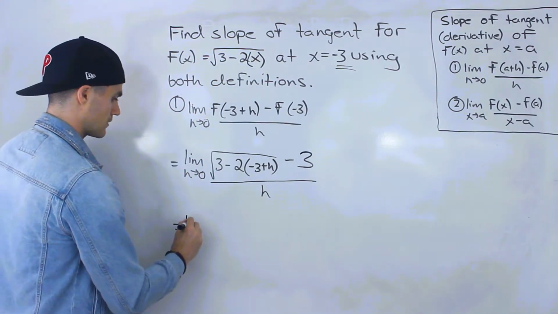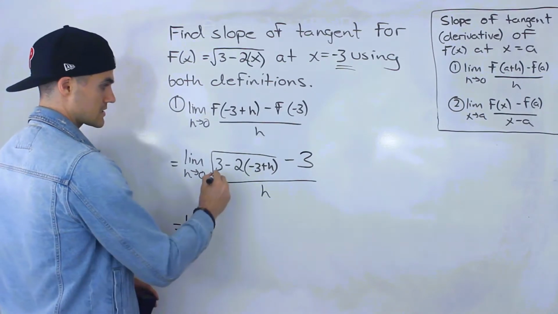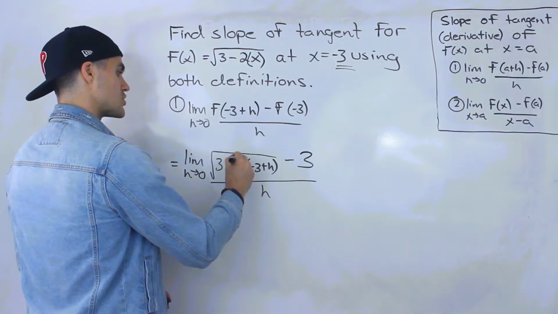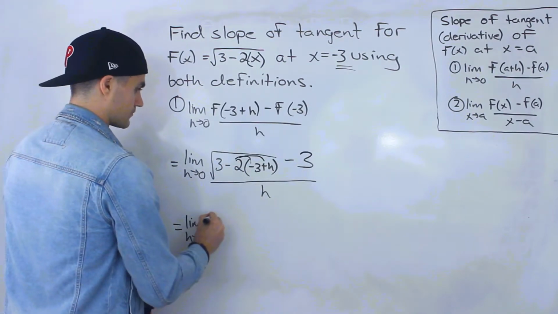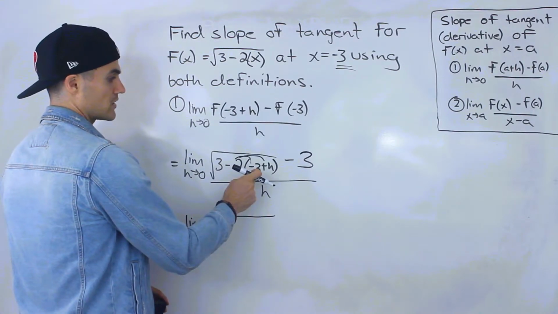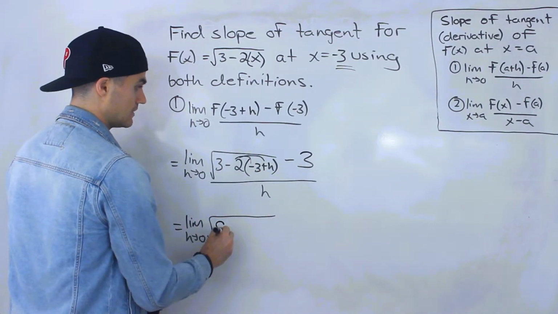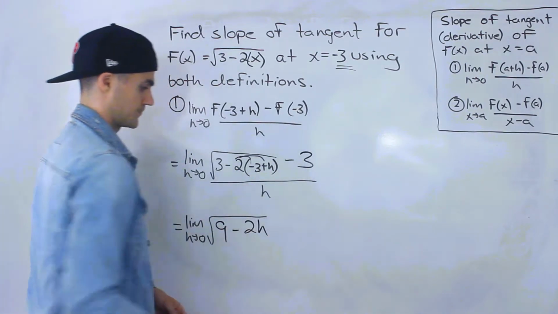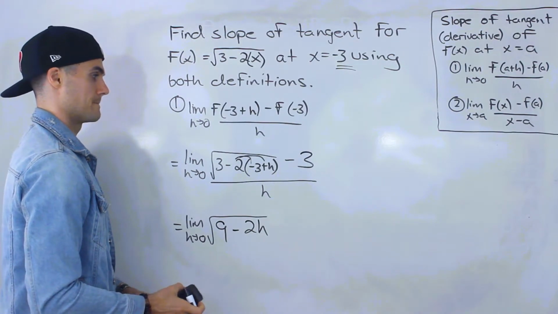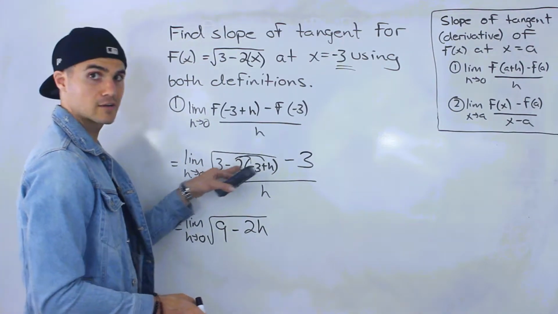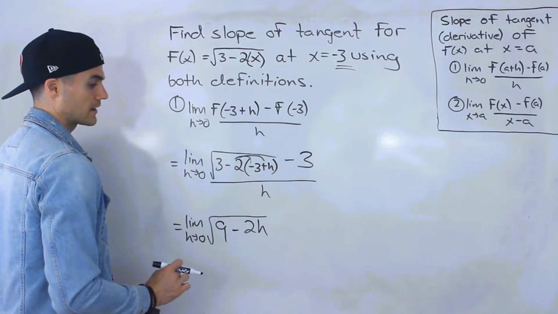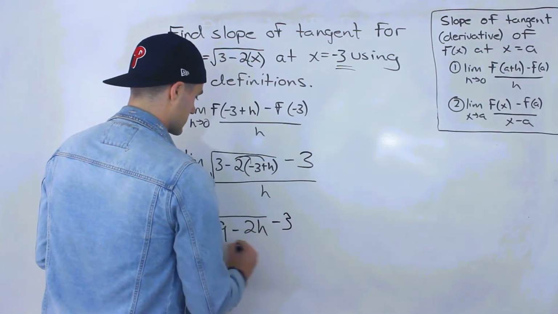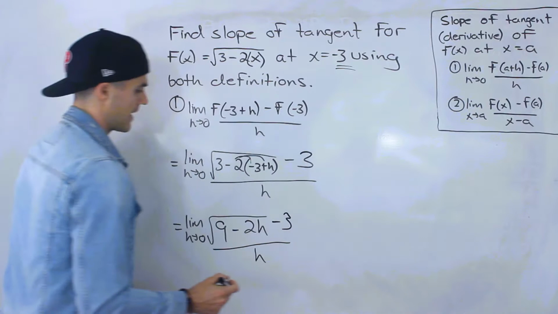And so continuing on, what we've got to do now is simplify what's under the square root. So let's distribute this negative 2 inside the bracket. What would we get? Negative 2 times negative 3 is positive 6, plus 3 gives us 9, and then negative 2 times h gives us negative 2h. So that's correct. If we distribute that negative 2 inside the bracket and simplify, we get 9 minus 2h under the square root. And then the negative 3 stays as is, and this is all over h.